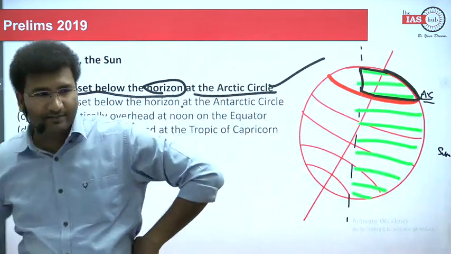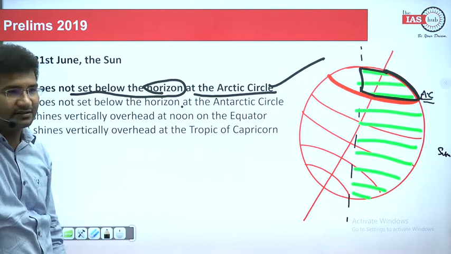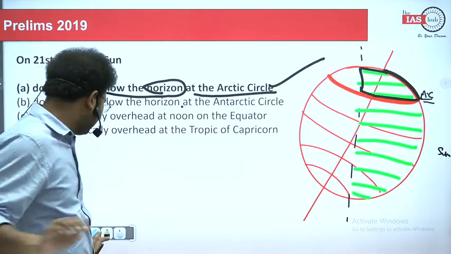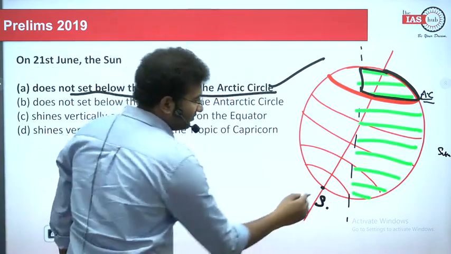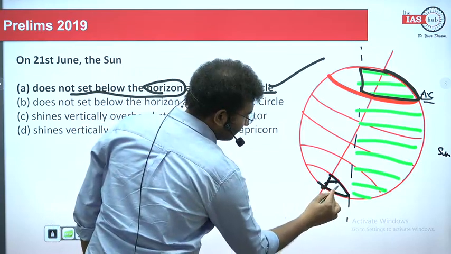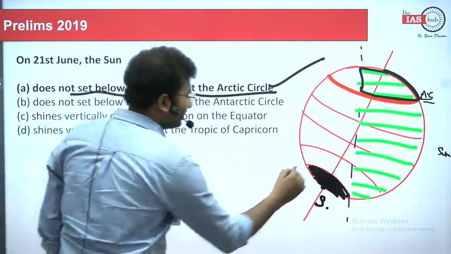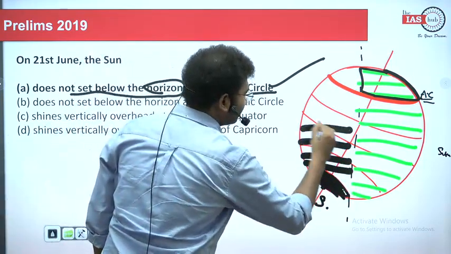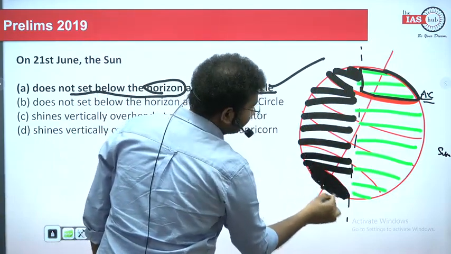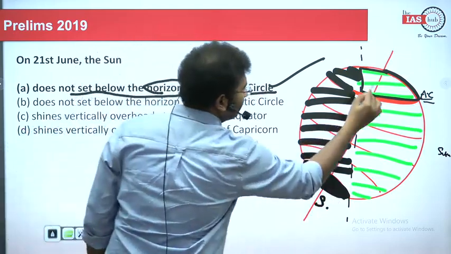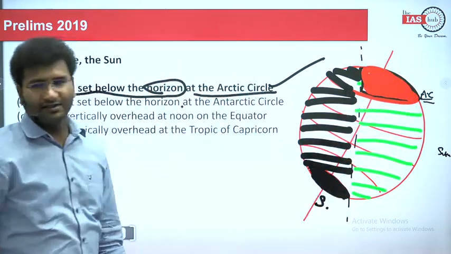Look at option B. Option B says the sun does not set below the horizon of the Antarctic Circle. Already, this is your South Pole. Do you have sunlight here? This entire region is dark? No. In fact, this entire region is dark, and especially this part of the region is permanently dark. And this part of the region is having light for the next 6 months, until it changes its position.